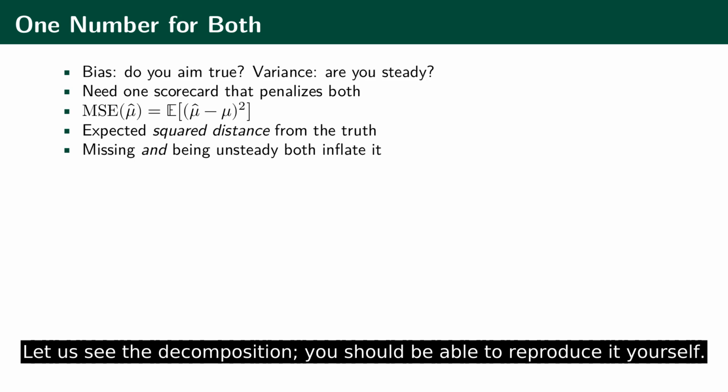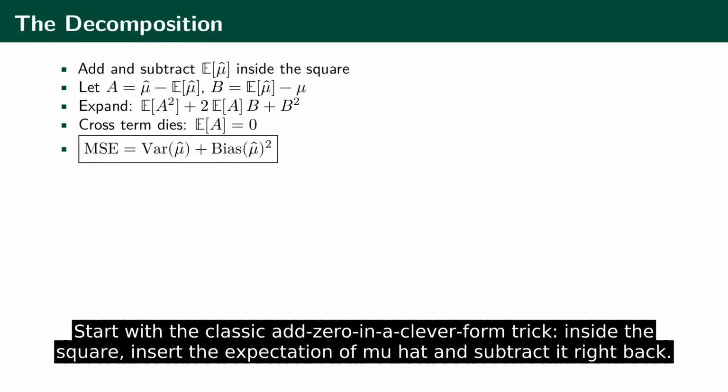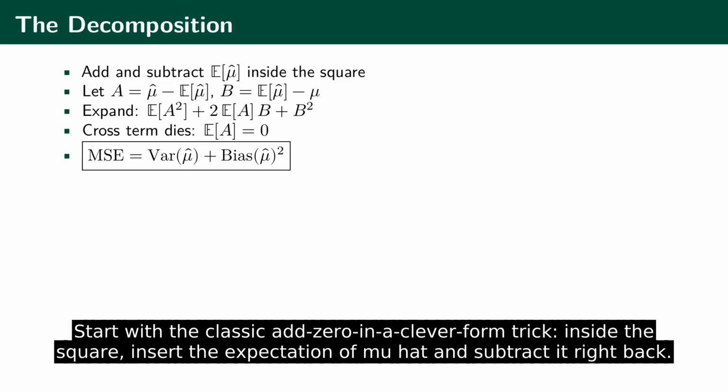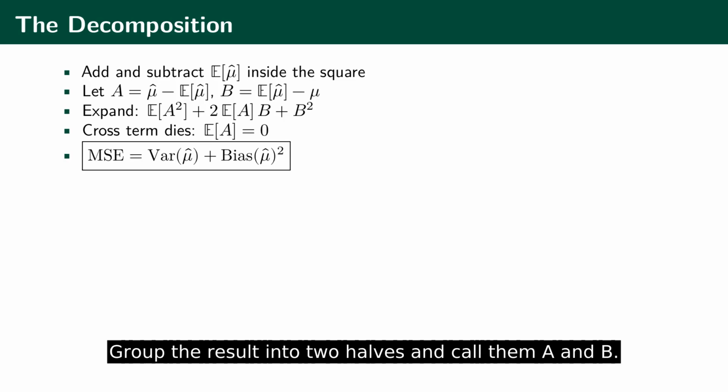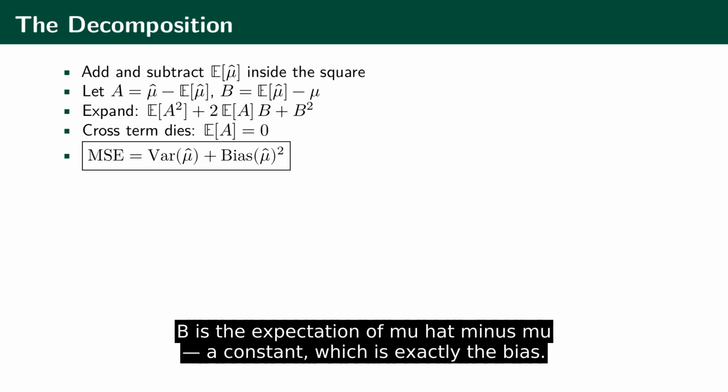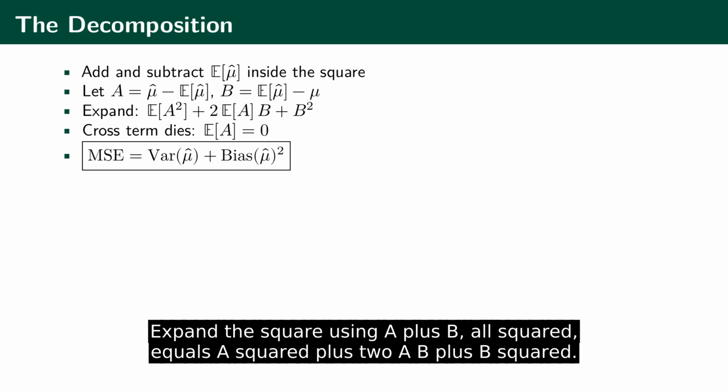Let us see the decomposition. You should be able to reproduce it yourself. Start with the classic add zero in a clever form trick. Inside the square, insert the expectation of mu hat and subtract it right back. Group the result into two halves and call them A and B. A is mu hat minus the expectation of mu hat, random, with mean 0. B is the expectation of mu hat minus mu, a constant, which is exactly the bias. Expand the square using A plus B all squared equals A squared plus 2AB plus B squared.